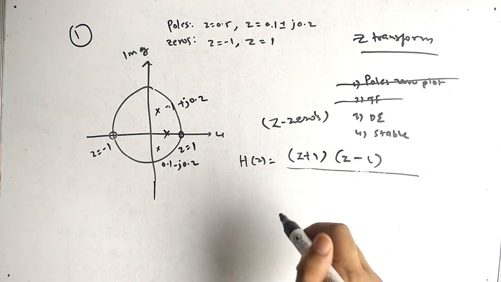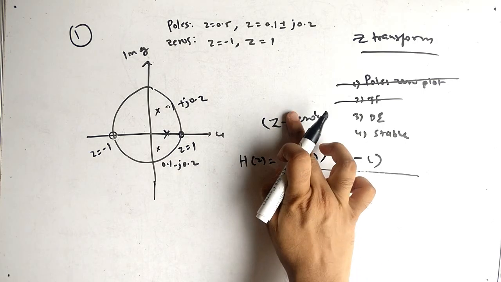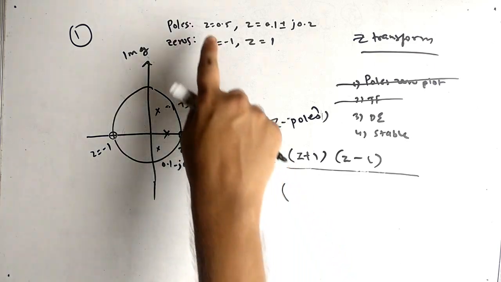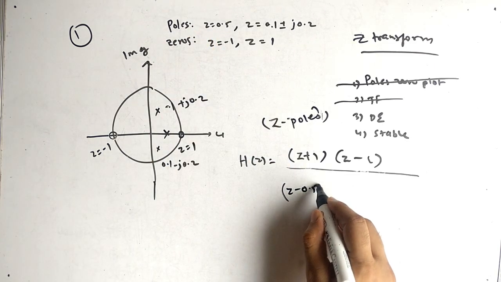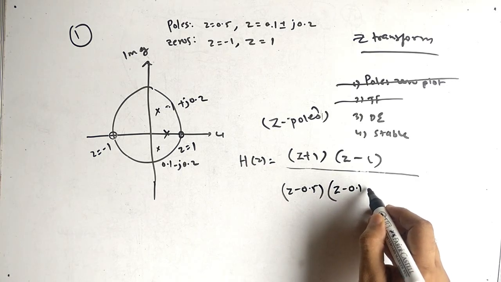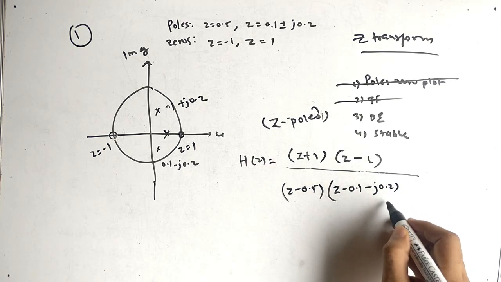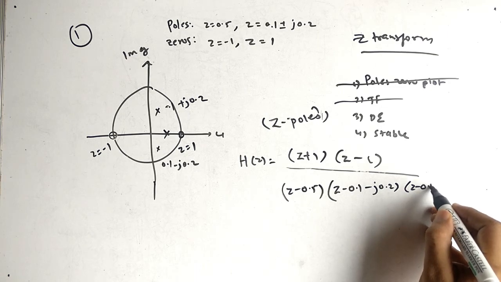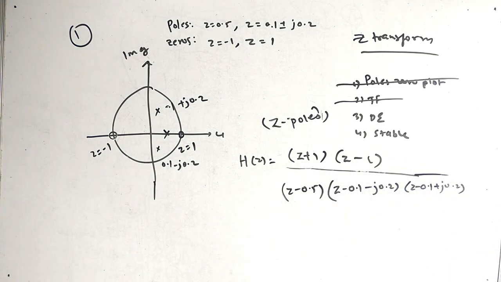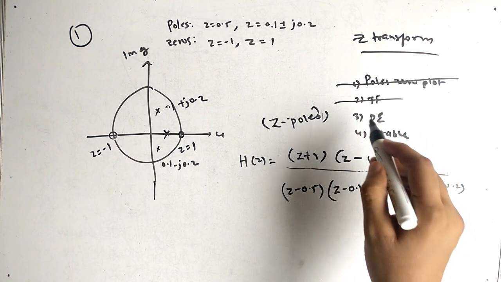Now let's talk about the denominator. The same thing: z minus the poles. The first pole gives z minus 0.5. Then z minus (0.1 minus j times 0.2), and similarly z minus (0.1 plus j times 0.2). Okay, so we are done with the second step. Now we have to find the difference equation.